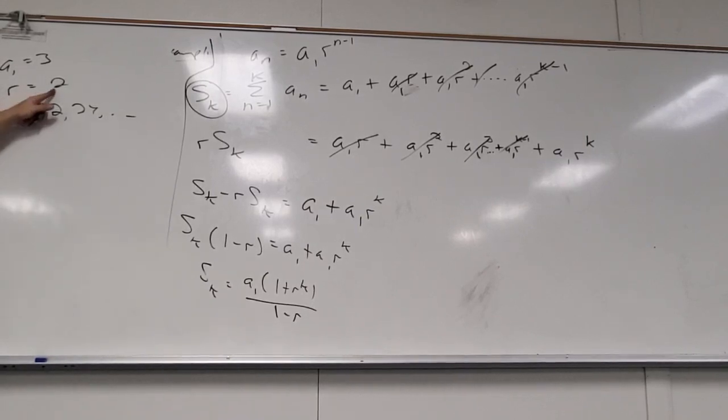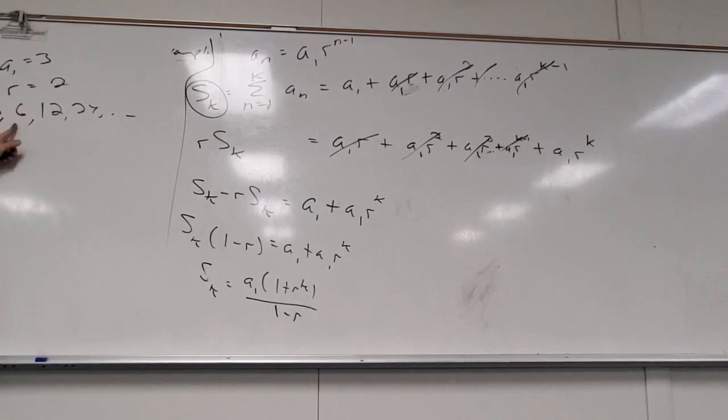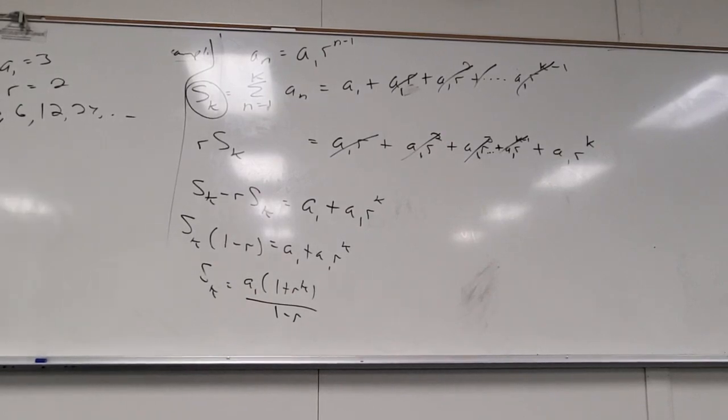If R was negative, what would that do to the sequence? 3 times negative 2 is negative 6. Negative 6 times negative 2 is positive. Then it would alternate. In fact, it's called an alternating sequence. If it's positive, negative, it's an alternating sequence. That has its own way of looking at things. So let's leave that alone for a moment.